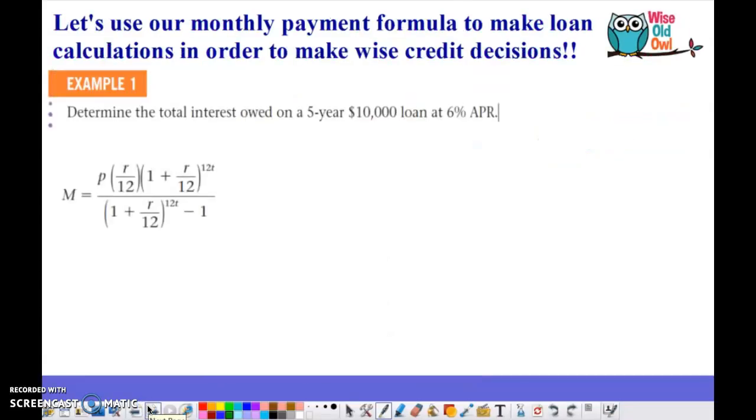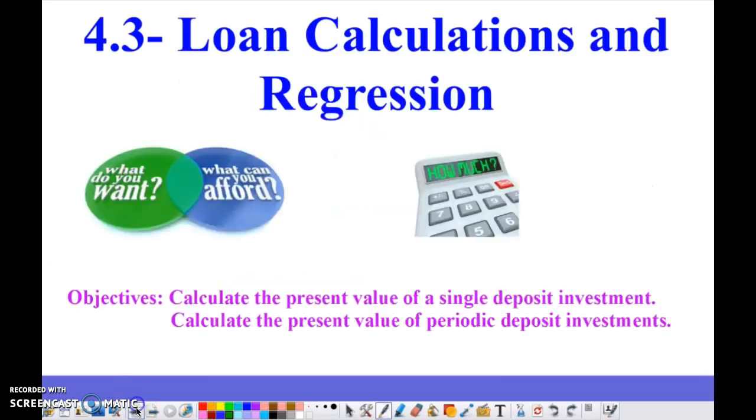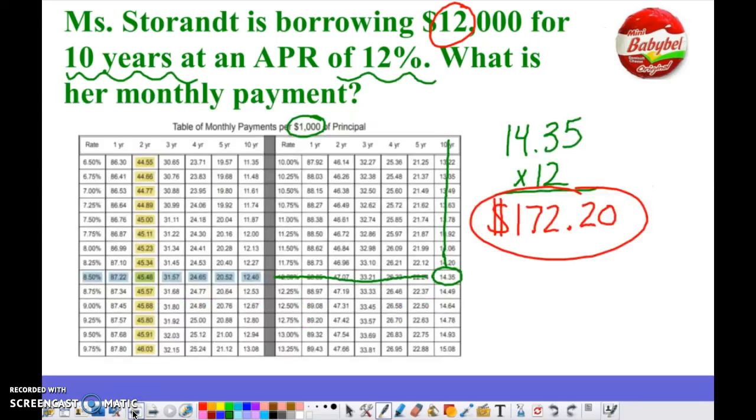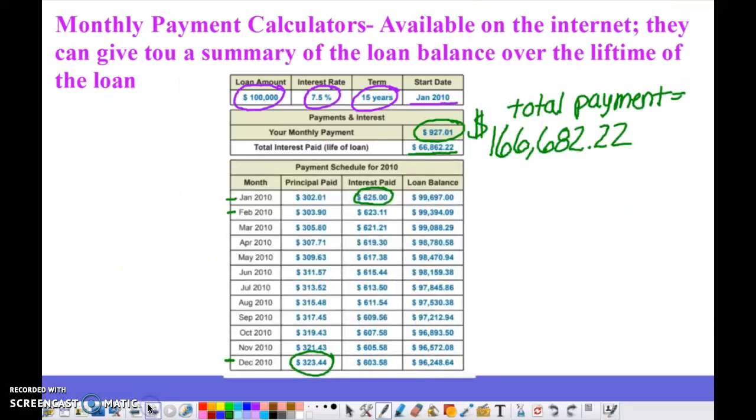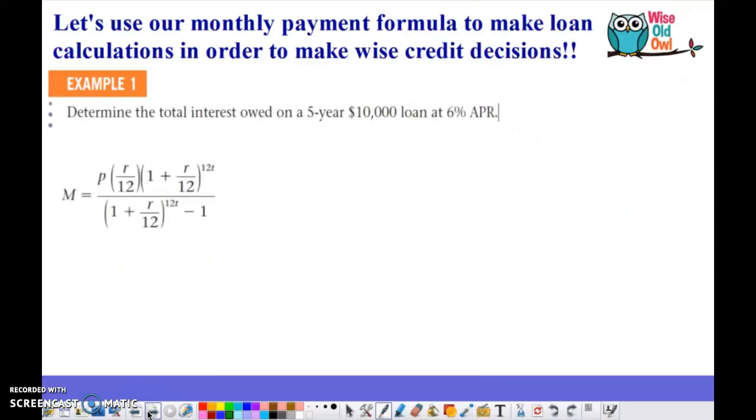So what we're going to do today is figure out what our interest is when we are getting a loan. So these are what the examples are going to look like. It says, determine the total interest owed on a 5-year, $10,000 loan at 6% APR. So this one, if I go back to my formula, or that table, 6% is not on there, unfortunately. So that means I've got to use my monthly payment formula, and I'm going to show you how that helps us find our interest. So let's just go ahead and use our formula first.